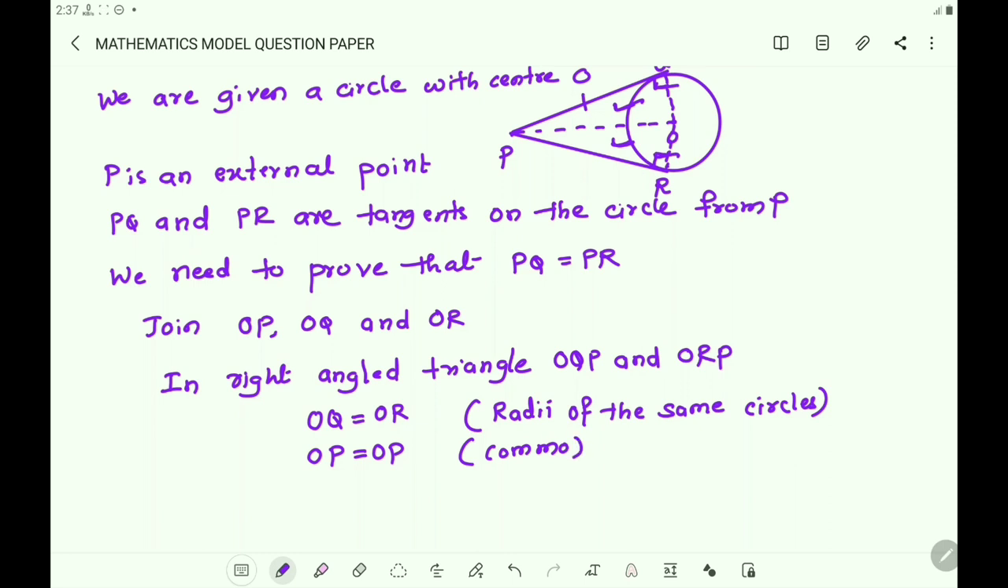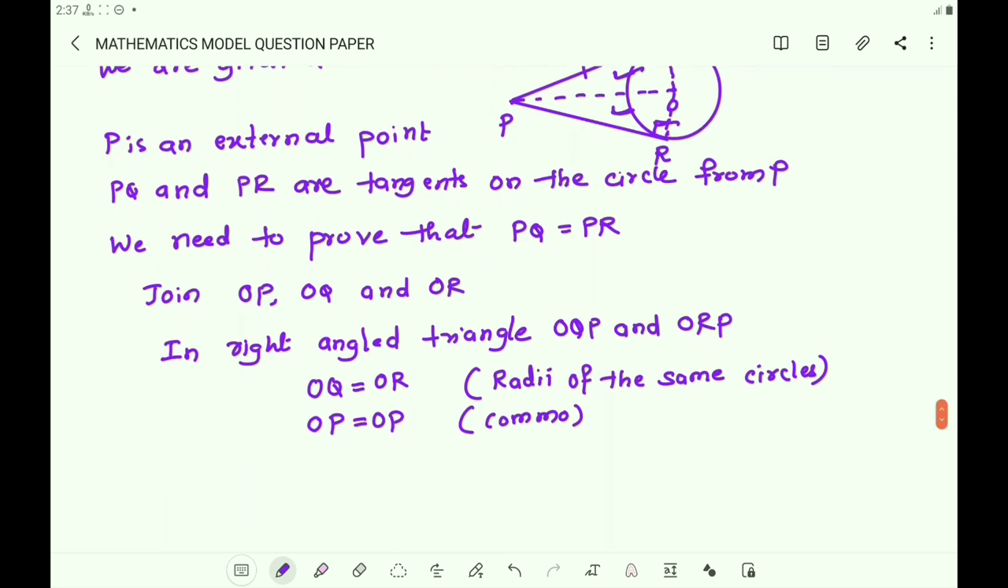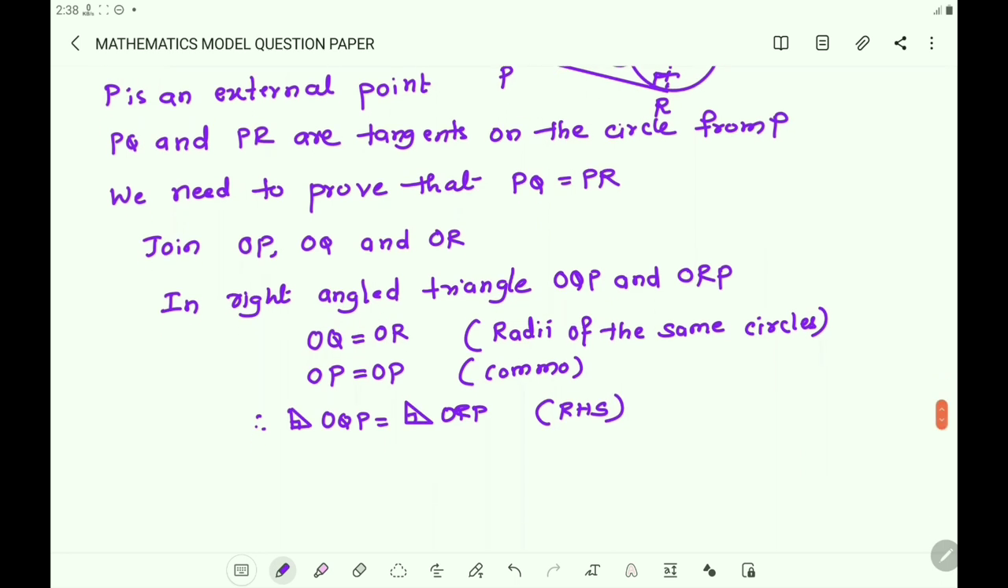Now you can write that according to the RHS postulate. In a right angle triangle, if a hypotenuse and a side of a triangle are correspondingly equal to the hypotenuse and a side of the other right angle triangle, then you can say that those two triangles are congruent. Therefore, triangle OQP, the right angle triangle, is congruent to triangle ORP according to which postulate? RHS congruence rule.